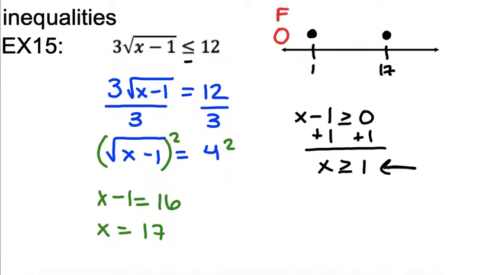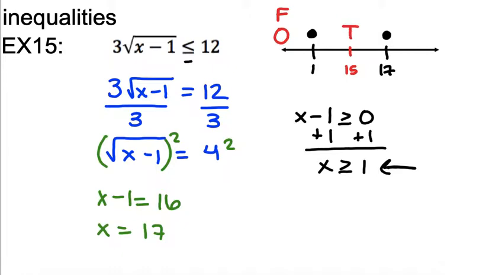I'm going to check something in between the two. Say we check 15. 15 minus 1 is 14. The square root of 14 is a decimal. If I take my calculator, the square root of 14 is 3.7. And if I multiply that by the 3 in front, I get 11.22, which is still less than 12. So the 15 is true.